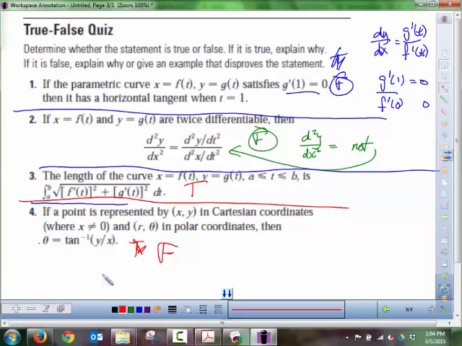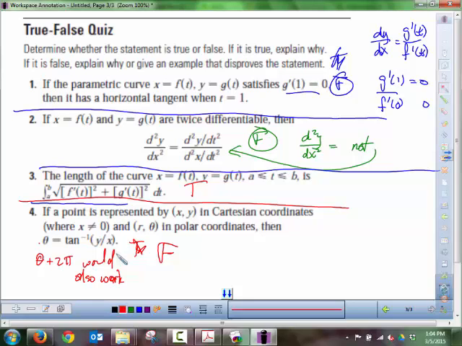So the idea is that there are a lot of representations when you change from Cartesian coordinates to polar coordinates. There are a lot of polar representations that would give you the same Cartesian point. So I would have to think that that's false.